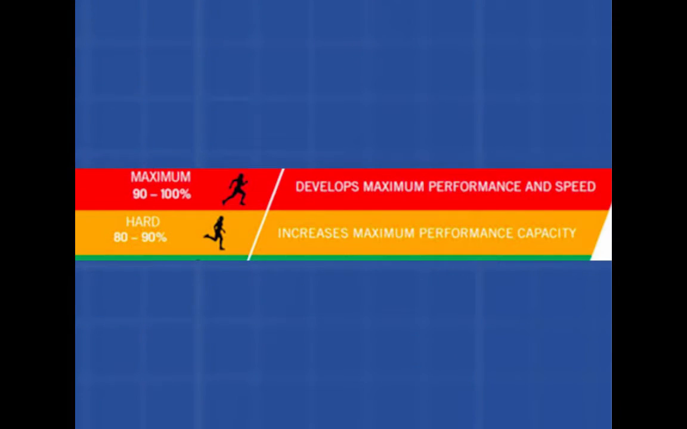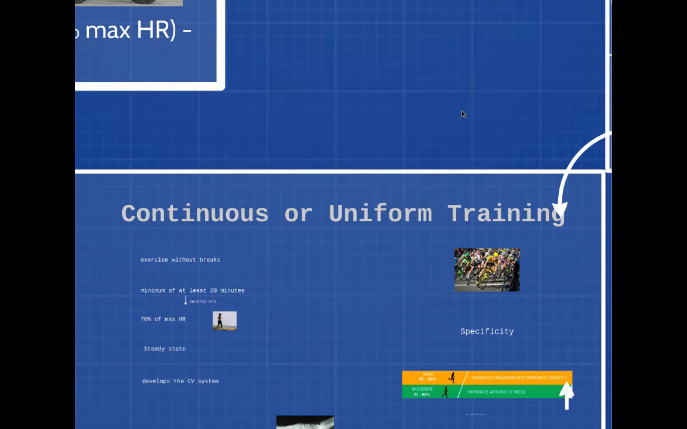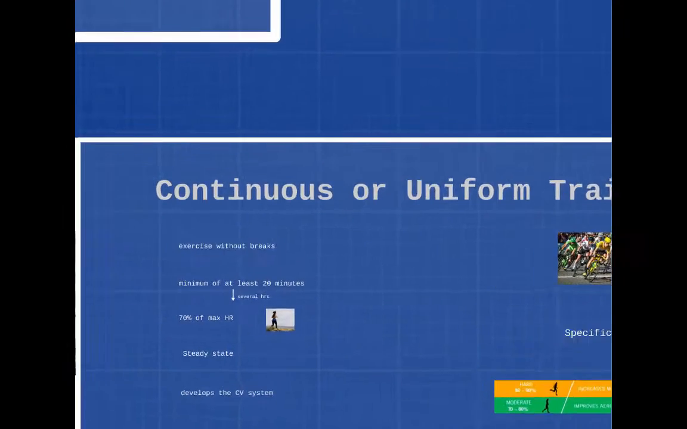Any training that is above 80% of maximum heart rate moves into the anaerobic training zone, and that is covered in my anaerobic video. The syllabus suggests 3 types of training that best develops the aerobic system, and they are continuous or uniform training, fartlek training, and long interval training. The first syllabus example is continuous or uniform training.